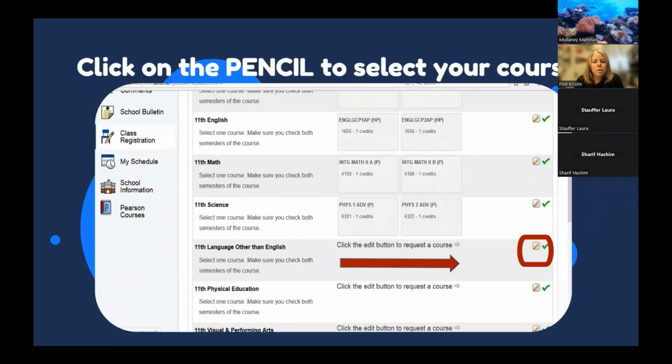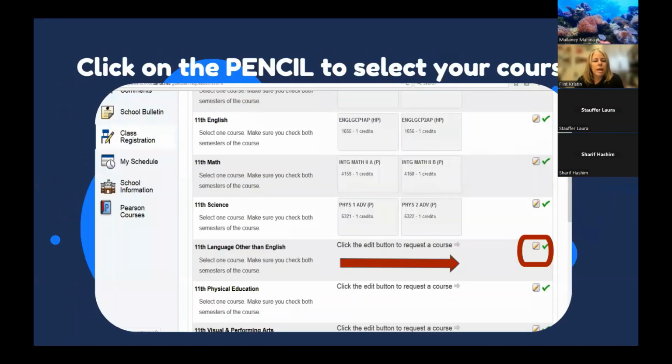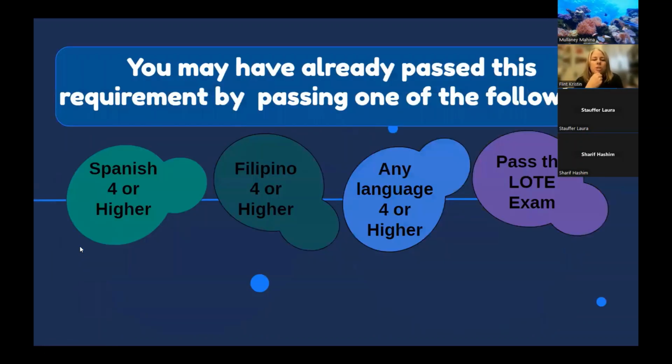Okay, if you've already satisfied this requirement and you're not going to take a language other than English, you do not have to put anything here. You can skip this part, but for everyone else, click on the edit pencil and you'll see your world language options. We don't have a slide for that one, I guess. Just make sure that you pick the semester 1 and semester 2, both classes that go together.